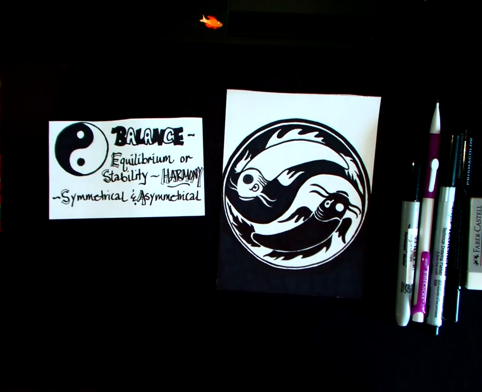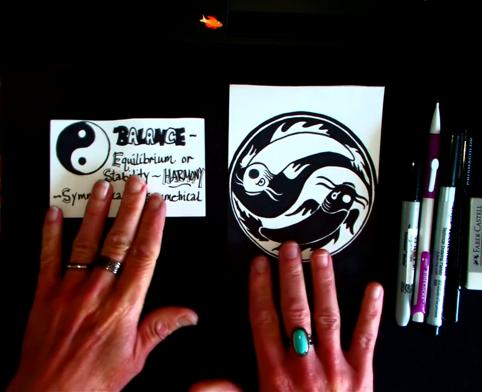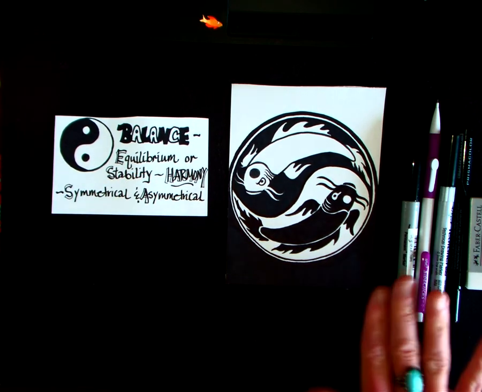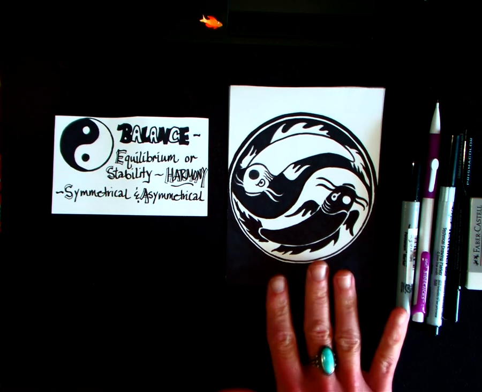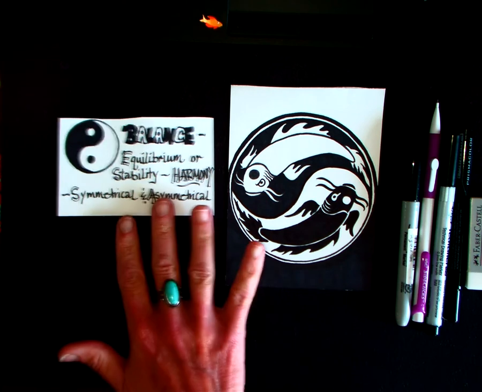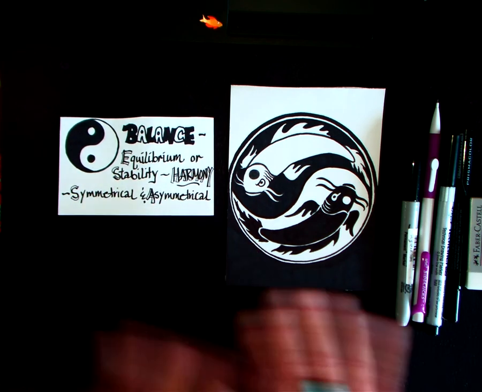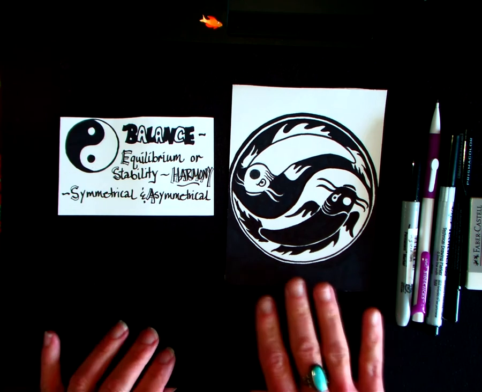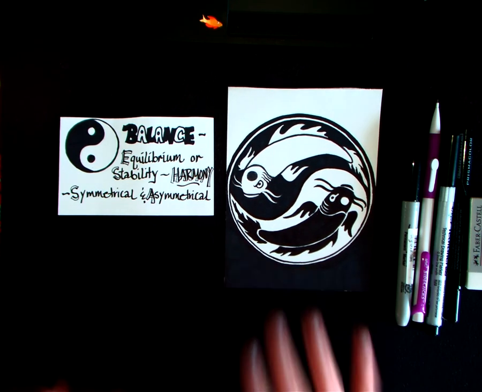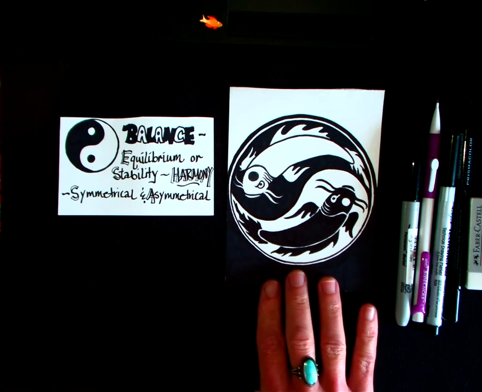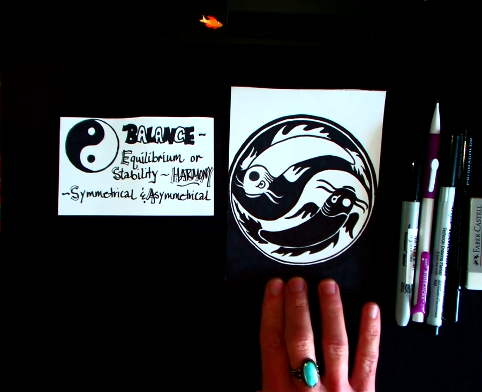Today we're doing the second principle of design, which is balance. And we are going to work with the yin and the yang today and the Japanese koi fish. Balance is the equilibrium in an artwork. It's also showing stability and harmony. Harmony is a big word for balance. And two different ways you can show this in art: symmetrical and asymmetrical.